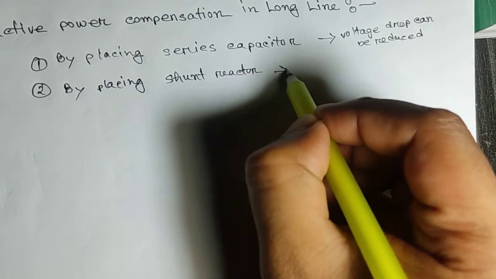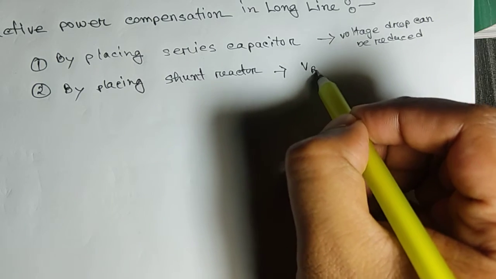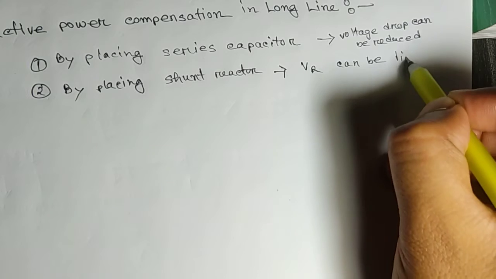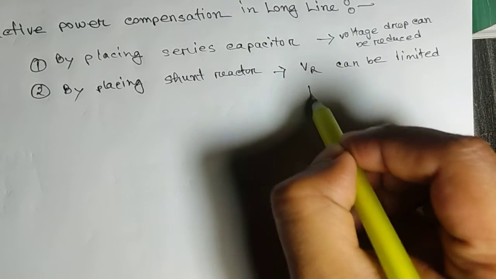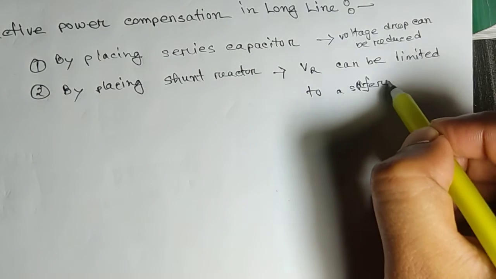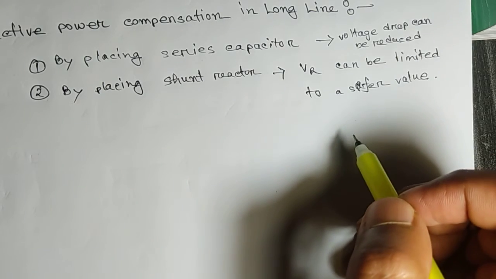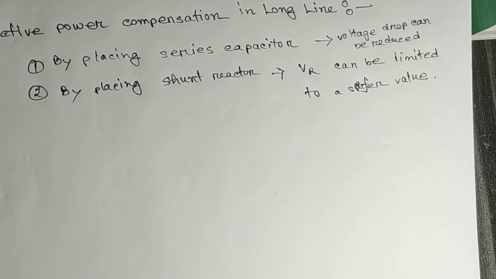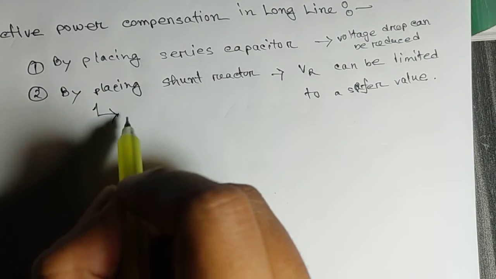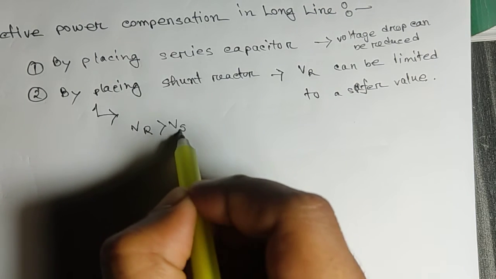a shunt reactor. In that case, the receiving end voltage can be brought to a safer value. This happens when the Ferranti effect occurs. In the Ferranti effect, we know that the receiving end voltage becomes higher than the sending end voltage.